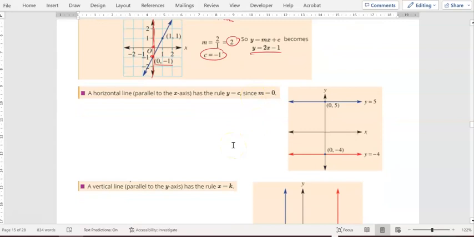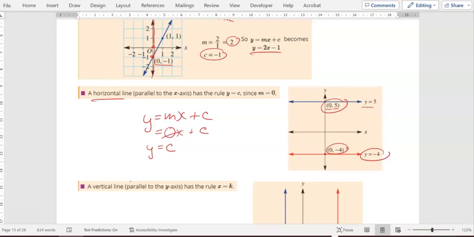Now sometimes you'll have a plain old horizontal line that goes straight across. Well, if I use the formula, it has a gradient of 0. So if I worked it out, I'd have a gradient of 0 times x, so it doesn't matter anymore. So we're just going to jump straight to y equals c. So in this case, y equals that constant. Here, where x is 0, y is 5, so y equals 5. Here, where x is 0, here's that point, y is negative 4, so y equals negative 4.